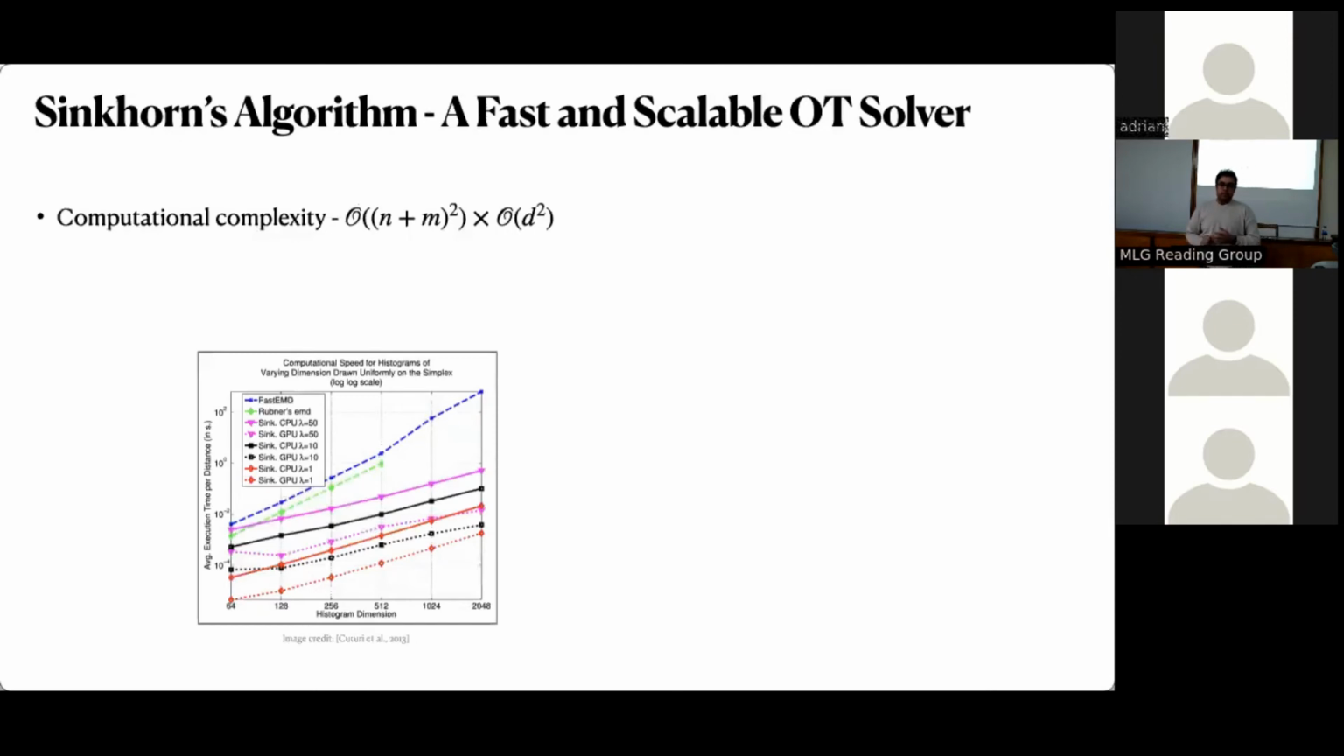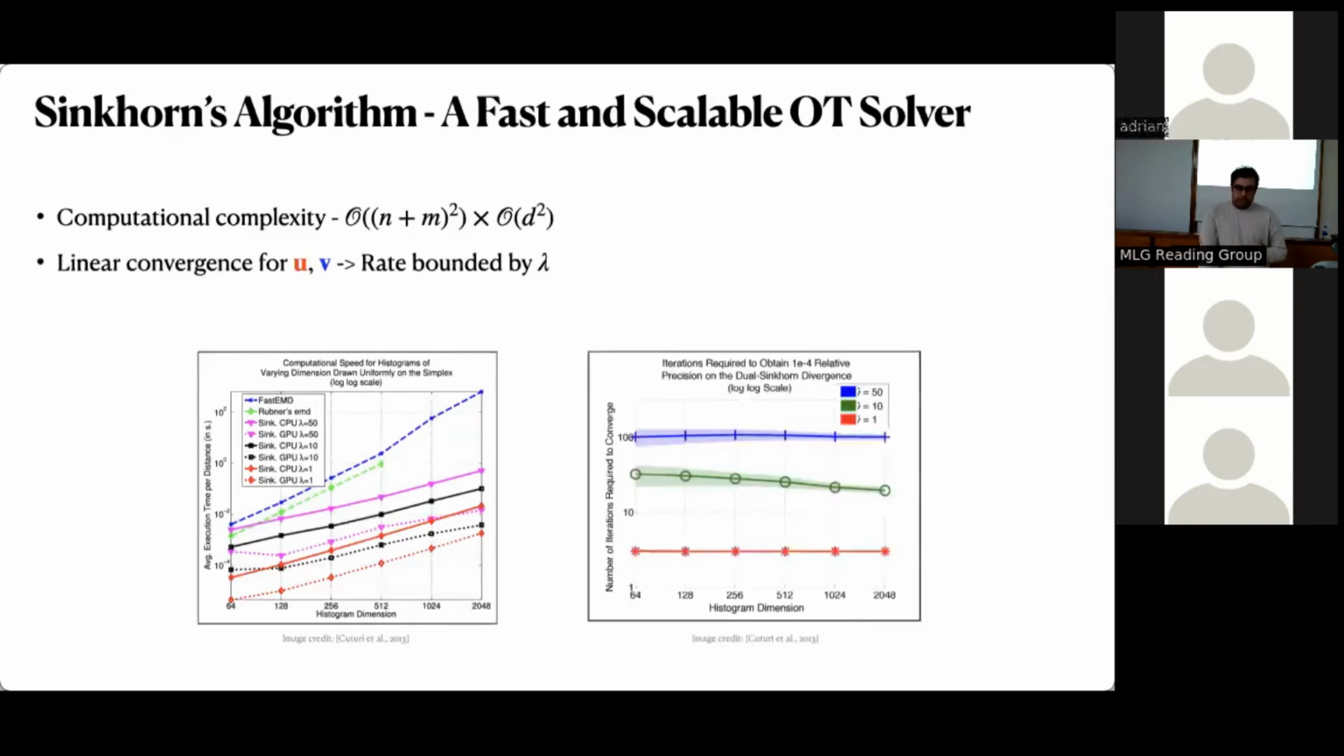This algorithm ends up having quadratic complexity in terms of the dimensionality of the space. So this is something to be aware of because you're doing matrix vector products. These matrix vector products depend on the dimensionality of your underlying measures. That is a factor that can come into play, where if your dimensionality is too high, then it becomes hard to scale, but it's still a lot better than exact Wasserstein distance.